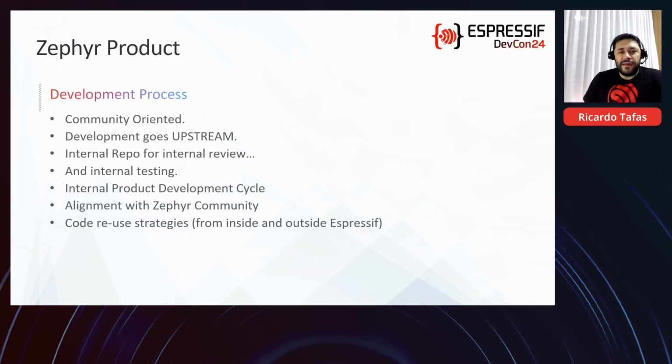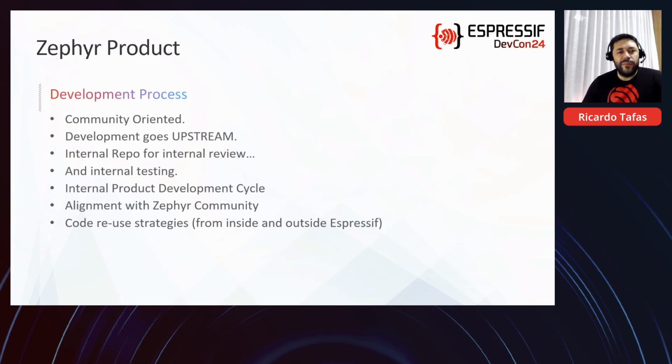Our development process is mature. When some things come out of it, we decided to keep it community oriented. So we joined the community, and our development goes upstream. We do have an internal repository, but it aims for internal reviews for things that we're not confident are good enough to be exposed, and for our internal CI. So for those two reasons, we keep an internal repository, but everything that we do will go upstream.